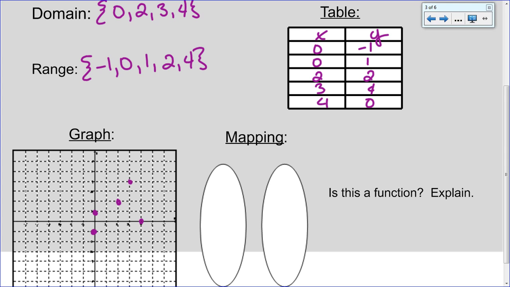So now we'll do our mapping. Domain goes here, range goes here. So I have 0, 2, 3, 4. Then over here I have -1, 0, 1, 2, and 4. And then I map and draw my arrows.